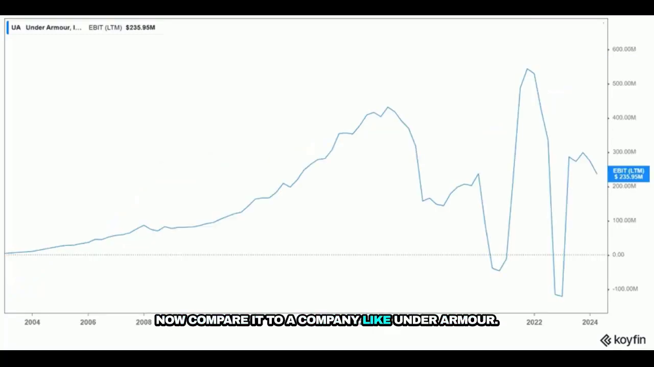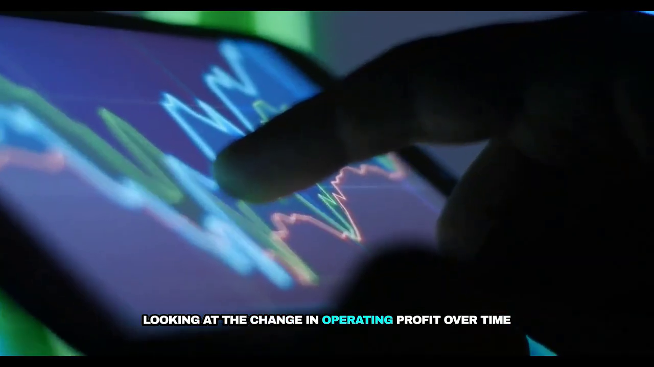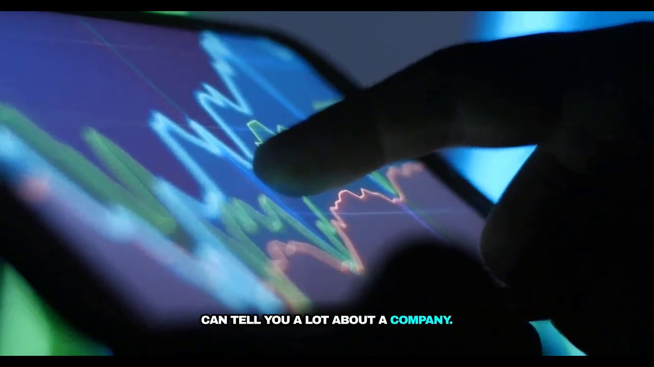Now compare it to a company like Under Armour. Can you tell me if operating profit will be up or down in the next 5 years? Looking at the change in operating profit over time can tell you a lot about a company.